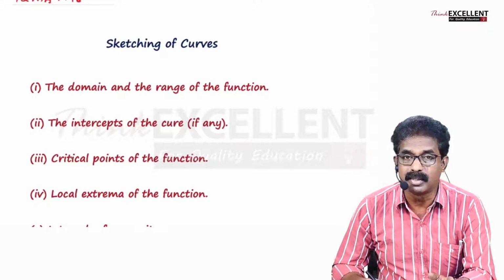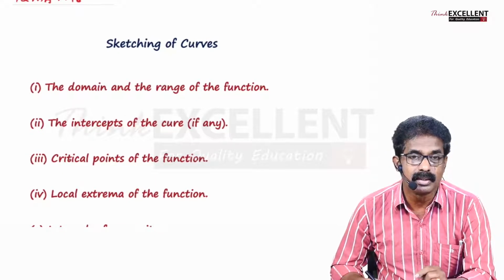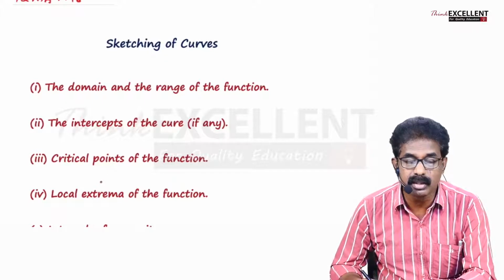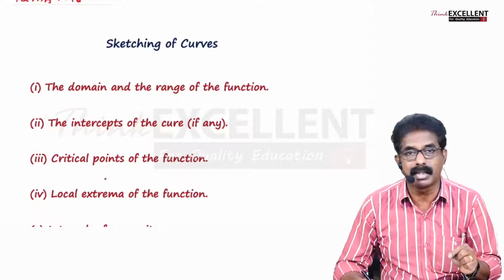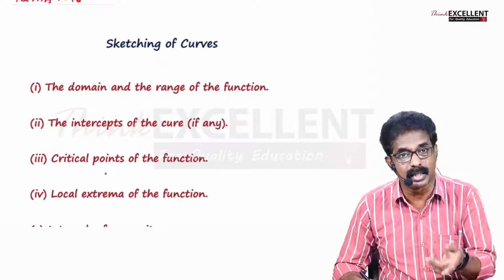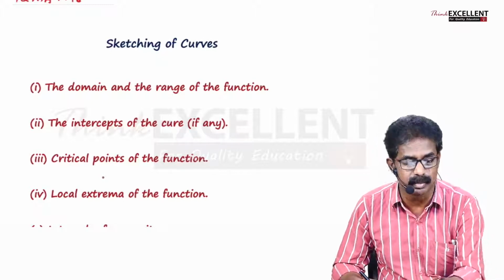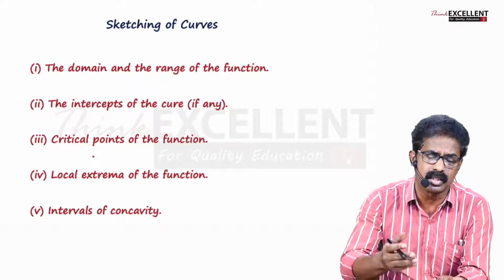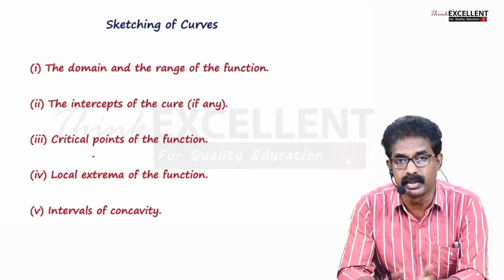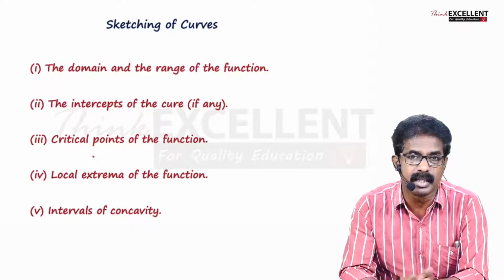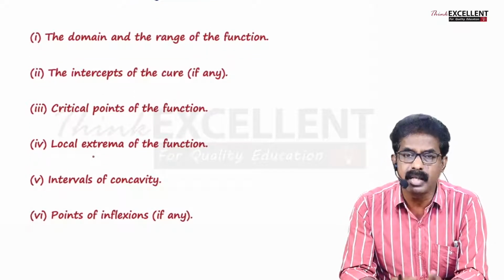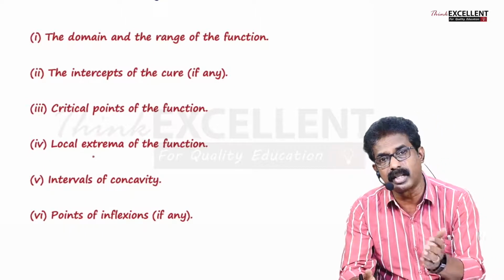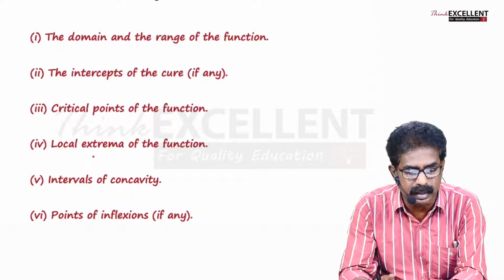Then critical points. Critical point means, what's the condition? f'(x) equals 0, right? Stationary point. You find the critical point. Local extrema. At the critical point, there is a maximum or minimum, right? For that, you substitute it in the second derivative. If it is positive, minimum; negative, maximum, right? Then intervals of concavity. So which intervals it is concave upward, concave downward, the condition is the second derivative. Second derivative positive, concave upward; second derivative negative, concave downward. Then point of inflection. The curve changes from concave upward to concave downward or concave downward to concave upward, right? That is point of inflection.